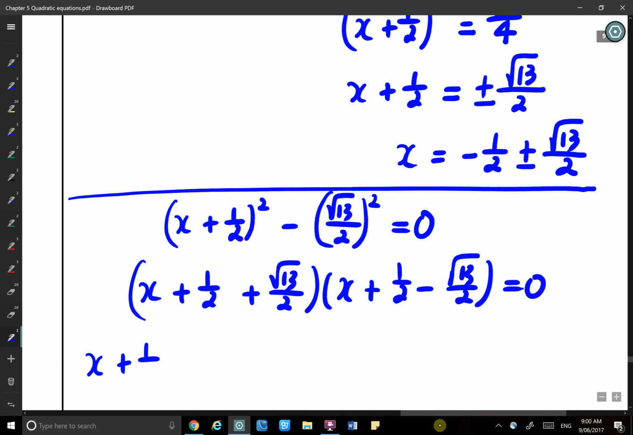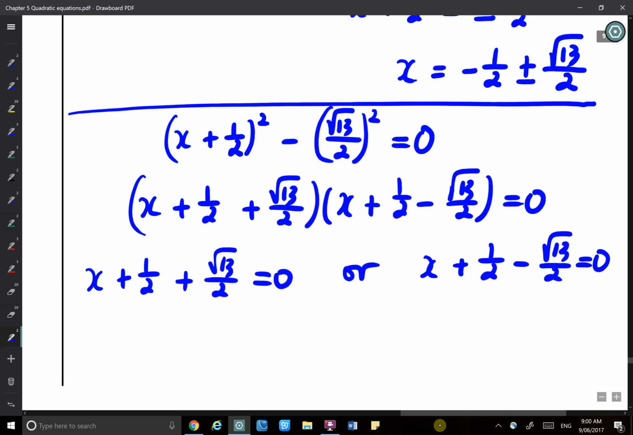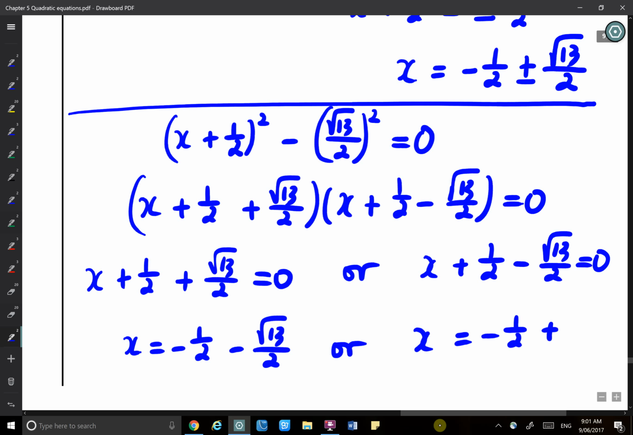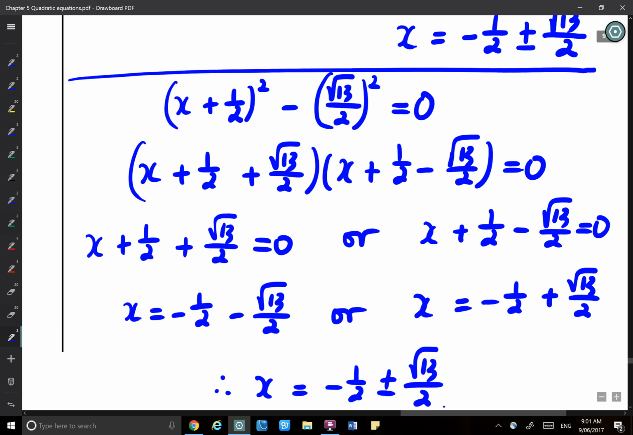Therefore, x plus a half plus root 13 over 2 equals 0, or x plus a half minus root 13 over 2 equals 0. X will be minus a half minus root 13 over 2, or x will be minus a half plus root 13 over 2. Therefore, x is minus a half plus minus root 13 over 2. Okay, that's by factorize.